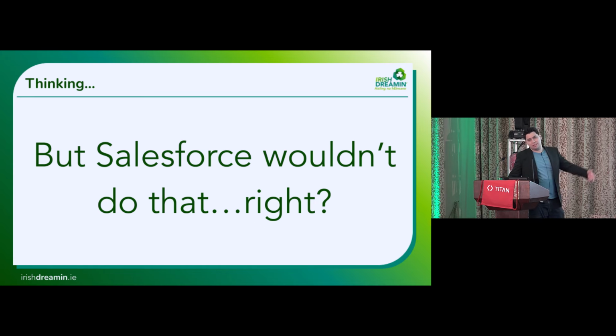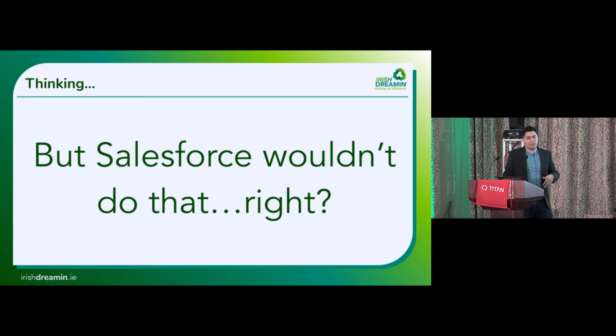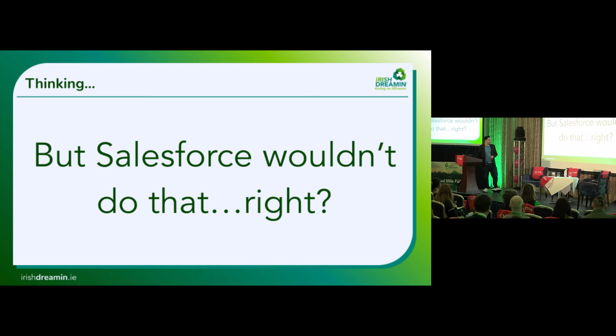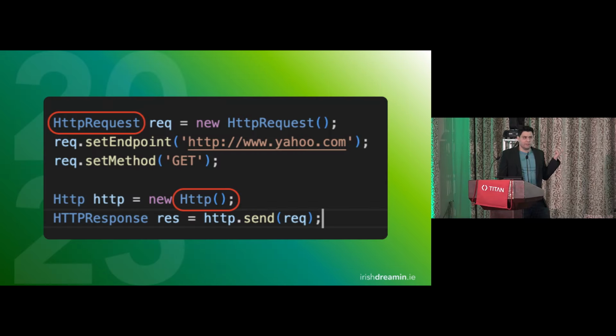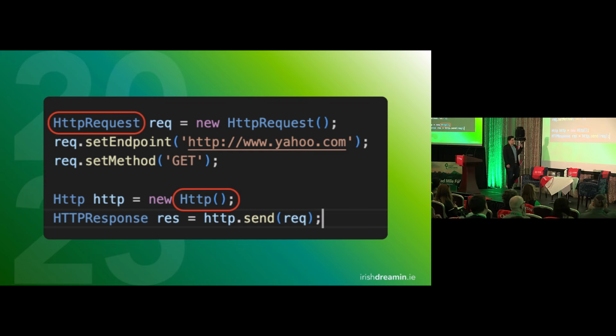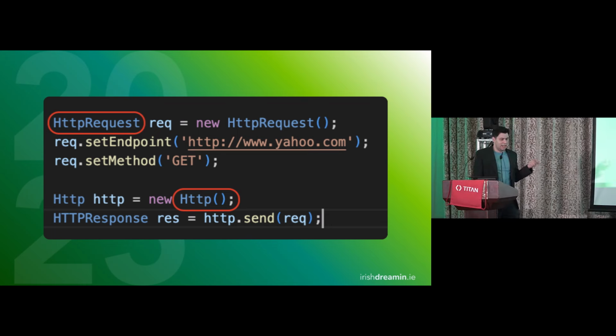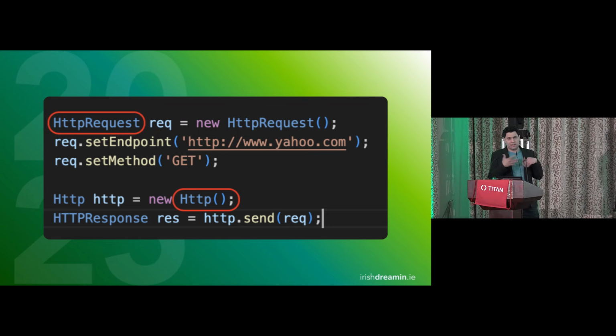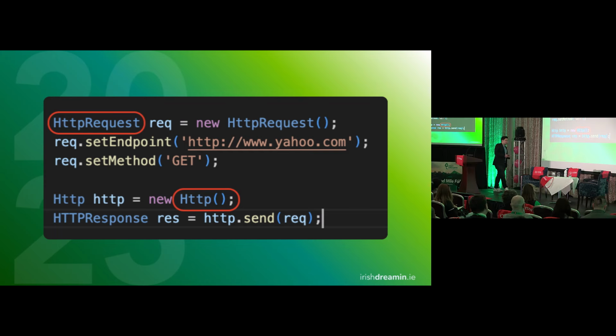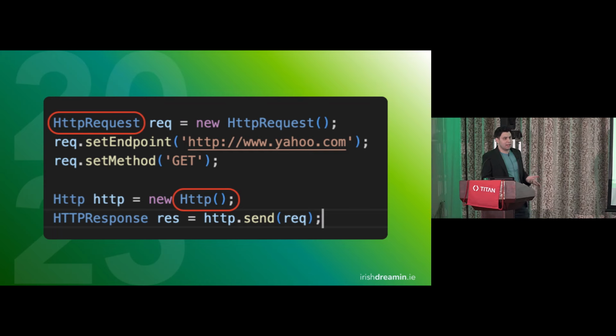Now you would think, Pablo, come on, that's a pedantic example. Salesforce wouldn't do that, right? That's just you making an artificial argument. But they have done this for HTTP, how you send an HTTP request in Apex. You have two classes, the HttpRequest and then the Http. And they actually cannot do anything without the other. If you just create the HttpRequest, there's no way for you to send it. And if you just create the Http, there's no way for you to send anything without a request.